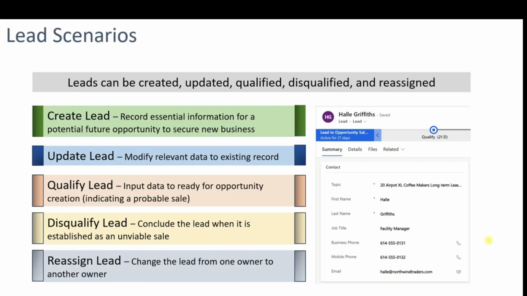And then if the owner is changed, say for example, I'm the owner of one of the leads. Either I'm busy, or I'm taking a long vacation, then I can assign the lead to some other employee. So we can change the owner. That's called reassigning the lead.